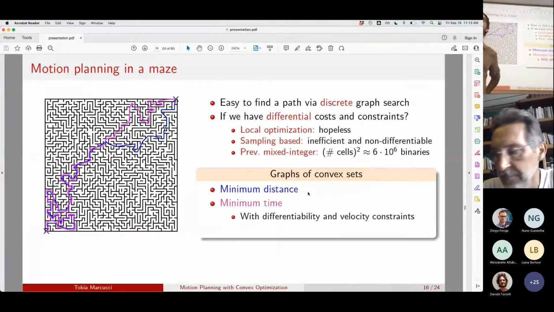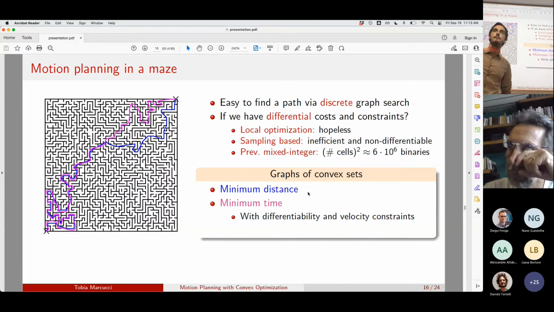Silvia? Yes, thanks a lot for the presentation. I was wondering, in the numerical results you presented, once you reach a convex problem, it's easy to solve. But in practice, how did you solve it? I guess you were using a nonlinear optimizer. So which optimizer did you use?